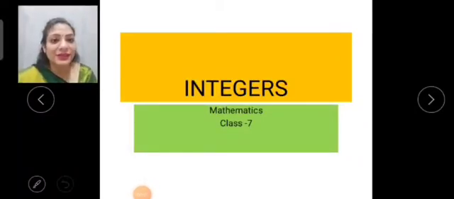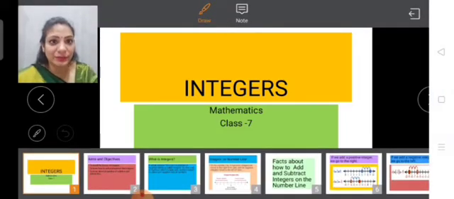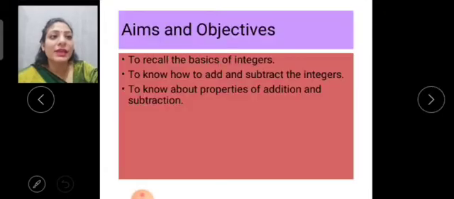Hello students, today we will discuss a topic that is called integer. Class 7 chapter 1. So what are the aims and objectives of this chapter? The aims and objectives of this chapter are to recall the basics of the integer.